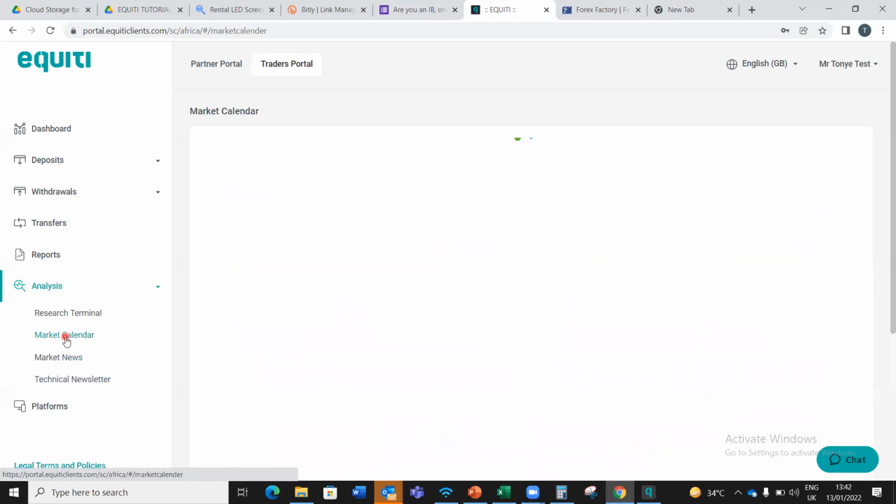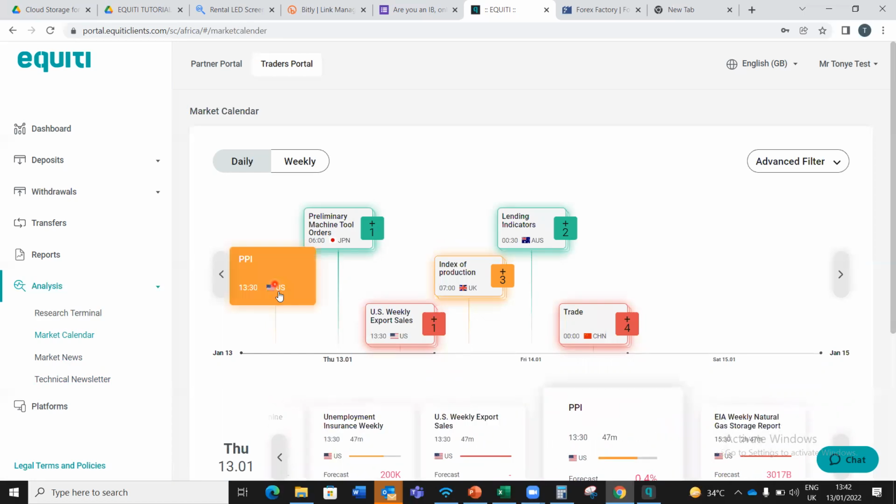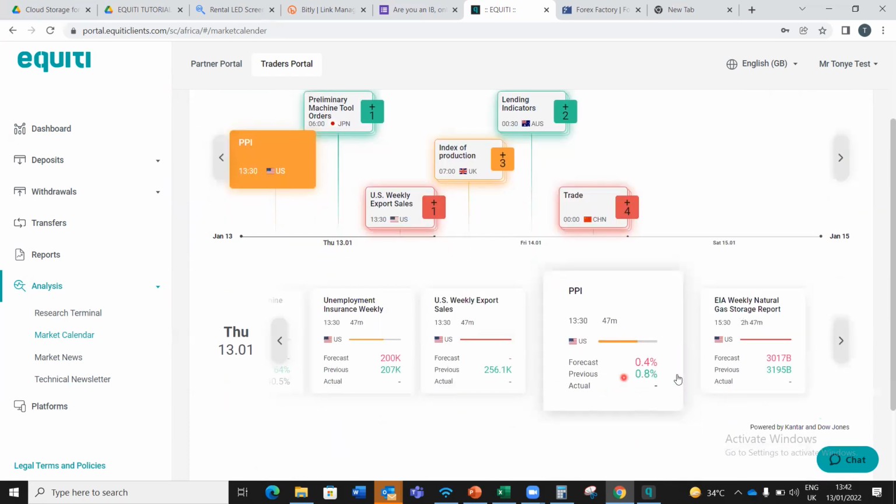And then we also have the market calendar. With the market calendar you can know major events and happenings that affect certain countries, certain economies, and also certain markets. For instance, here now we are expecting the producer price index that affects the US economy. By 2:30 Nigerian time, we're going to be having the producer price index from the US. And most importantly, what you're going to be seeing is the forecast, the previous, and also the actual.